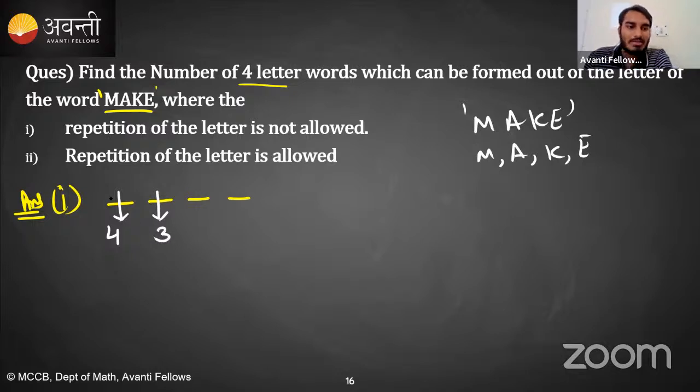3, right? If I choose, let's say, M in the first letter, now I cannot use M here. Now I have to go with A, K or E. Yes or no? So that's why we have 3 choices here.